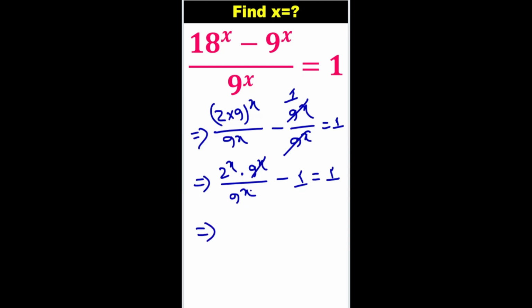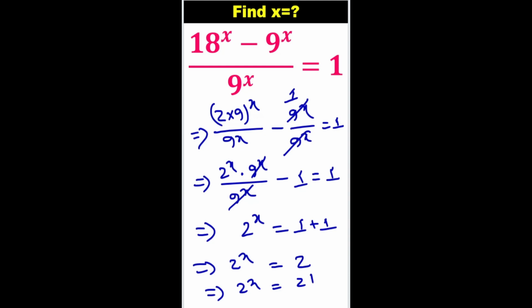Again, here is 2 to the power x equals minus 1 becomes plus 1, so 1 plus 1. And here is 2 to the power x equals 2. So 2 to the power x means 2 to the power 1. So x equals 1.